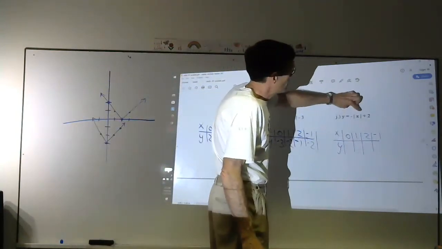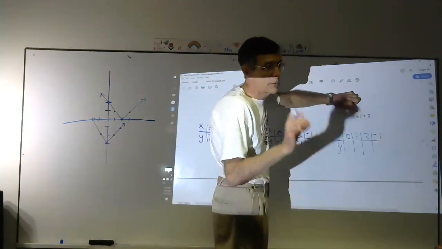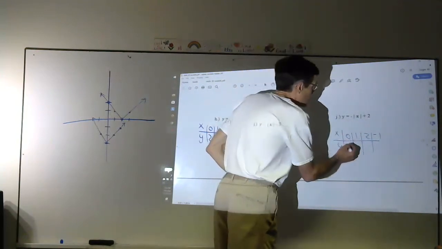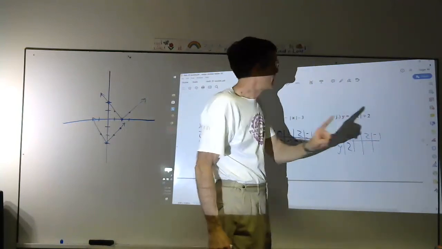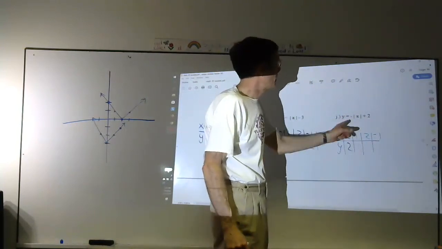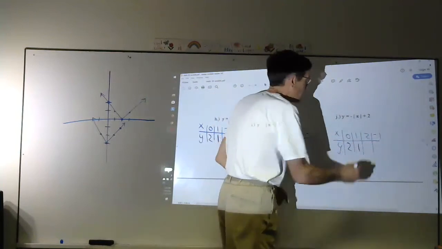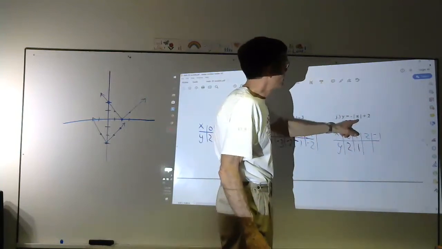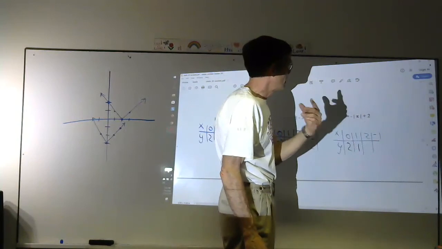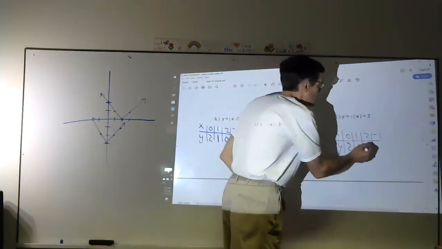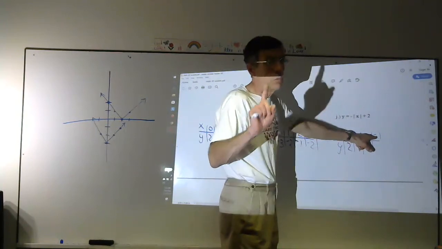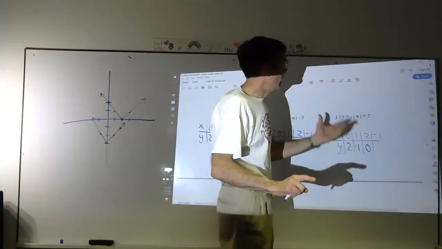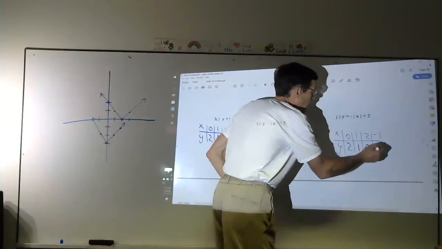Absolute value of 0 is 0. Opposite of 0 is 0. 0 plus 2 is 2. Absolute value of 1 is 1. Opposite is -1 plus 2 is 1. Absolute value of 2 is 2. Opposite, -2 plus 2 is 0. Absolute value of -1 is 1. Opposite, -1 plus 2 is 1.